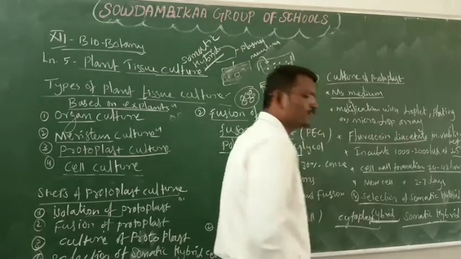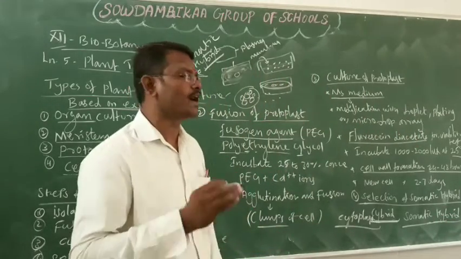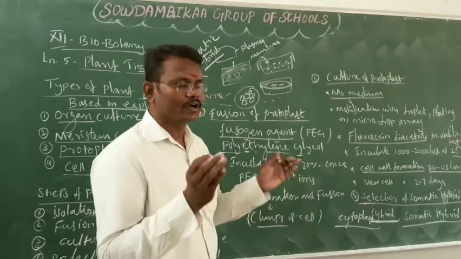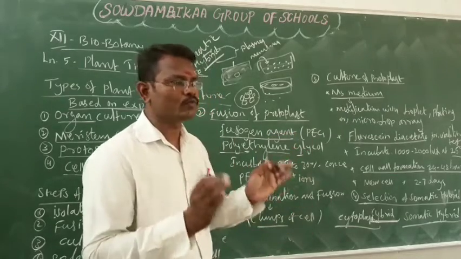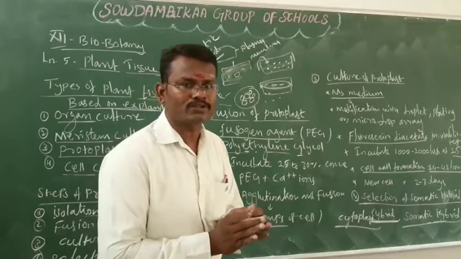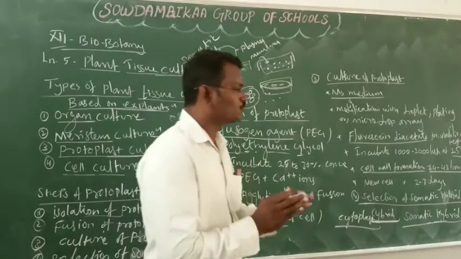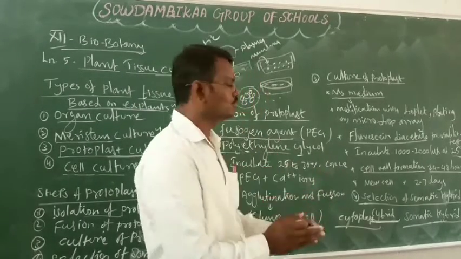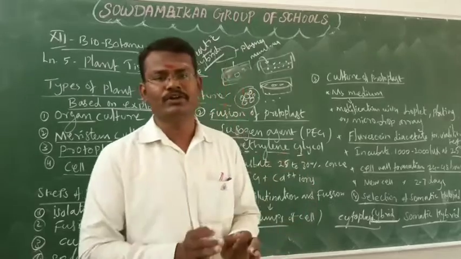What is the difference between hybrid and somatic hybrid? Hybrid means two different cells fused only for the protoplasm without the nucleus. With the nucleus we call it somatic hybrid. Without the nucleus we call it hybrid. This is very, very important.